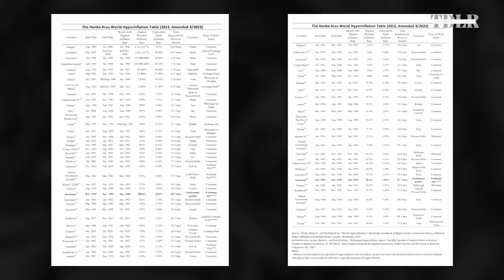So, all right, let's close off on some history. You've got the Hanke-Krus World Hyperinflation Table. You've tracked 65 cases of hyperinflation throughout history. Venezuela is a notable example that I know you want to talk about. What can we learn from Venezuela?